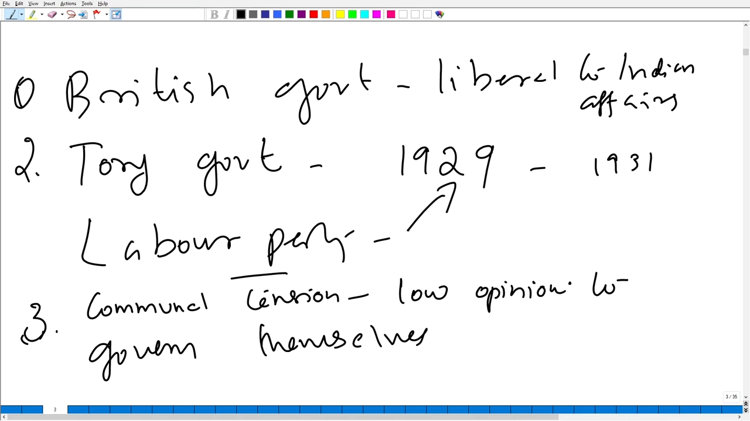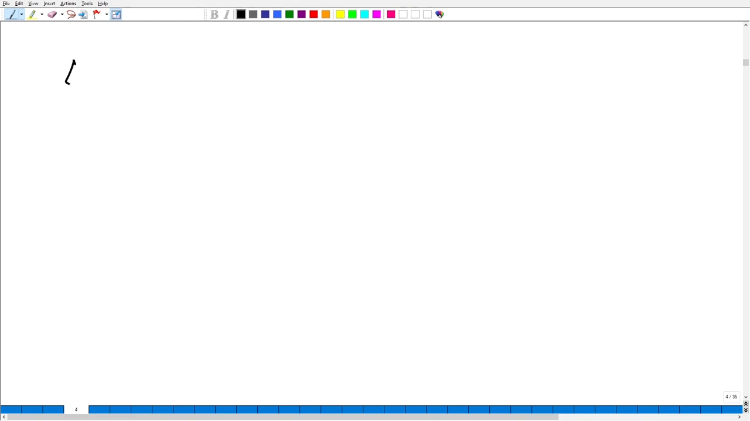If the communal riots were going on during the appointment of this high power commission relating to India, when the commission was sent to India during the period of the communal riots, the commission would record a very low opinion about Indians to govern themselves. Another opinion came from Professor Keith.